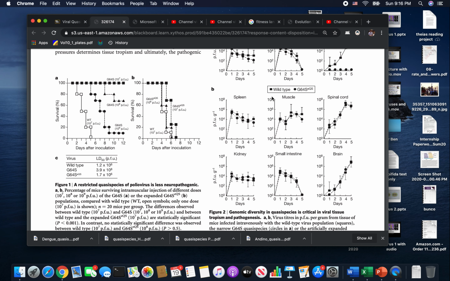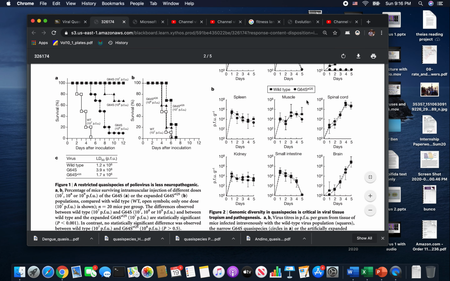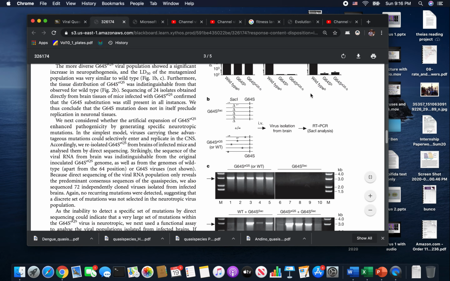So each individual member that has mutations will be weaker than average. But together, because they will have all the right mutations to accomplish the goal, the quasi-species is going to be stronger. And that's the key. That's the key to understanding quasi-species. By having a group of slightly different viruses together, they actually end up being stronger, having a greater effect and a greater survival chance than a set of viruses nearly identical to each other, like with G64S.